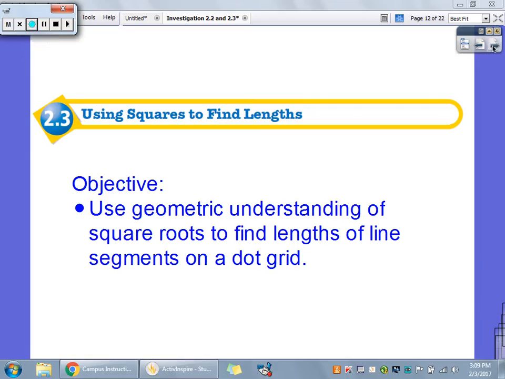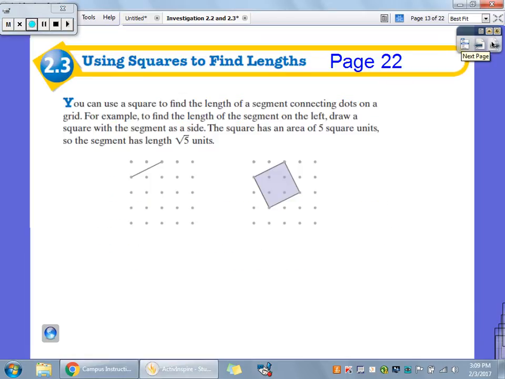Okay, on this one, one of the things that you need to be able to do is take a line segment, like this one. A line segment is basically just the length between two dots. And what we need to be able to do with that is find the length of this without using a ruler, just by using the area of a square. So remember, we know that the side length is equal to the square root of the area of a square. So in order to find the area of the square, the first thing that we need to do is draw our square.